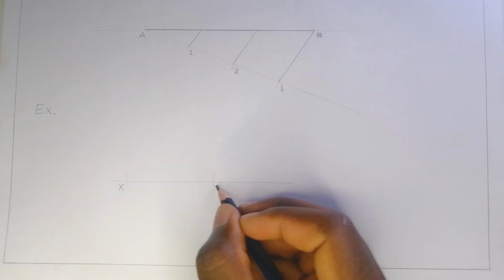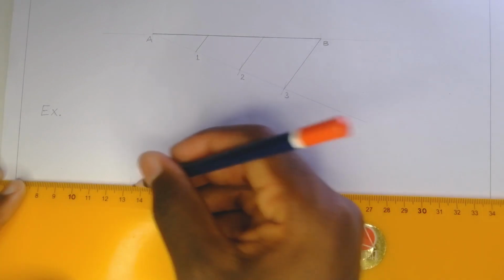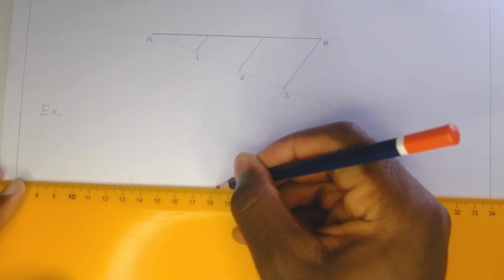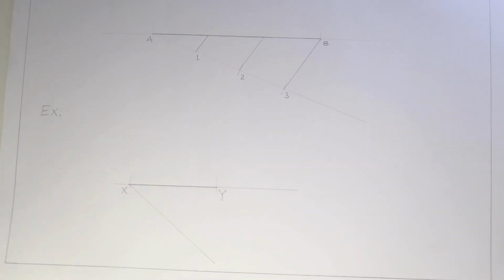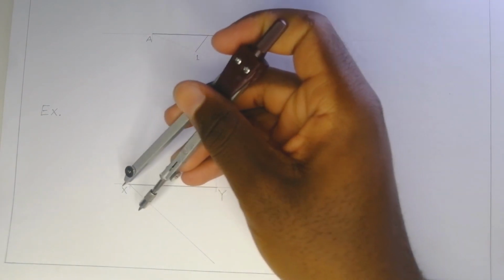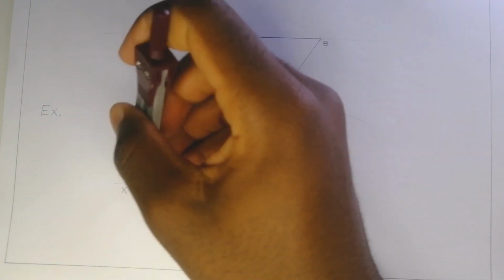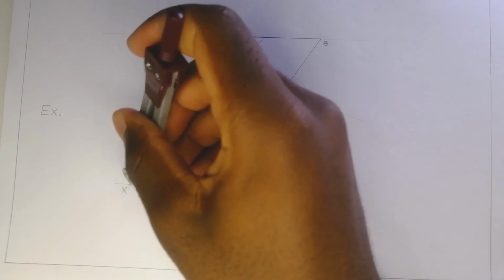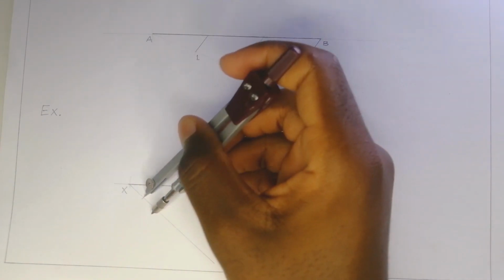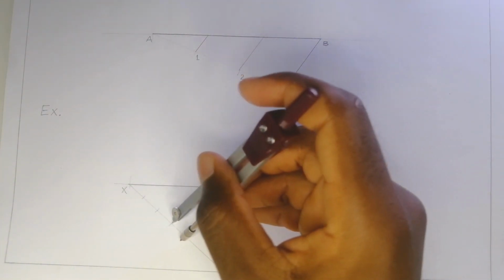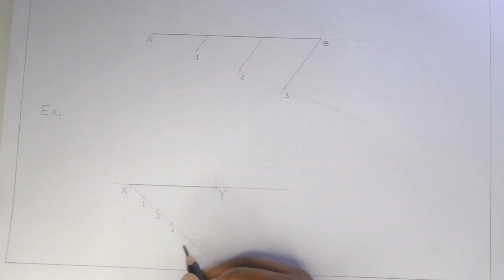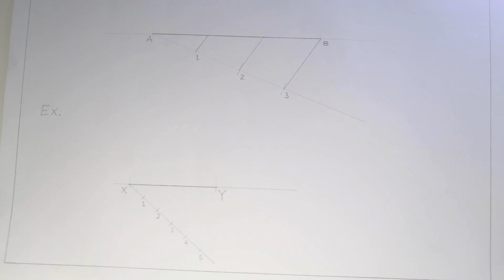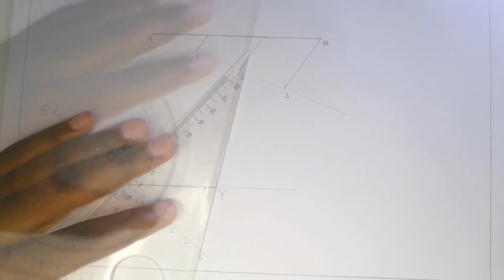Let's say I call this line XY. I outline it like we did earlier. We're going to draw a construction line like this. On this construction line, we're going to mark points that are equal to the number of divisions that we want. Since we want 5 divisions, I'm going to mark 1, 2, 3, 4, and 5. Since we're learning, I can even label these. Now I'm going to join point 5 and point Y.